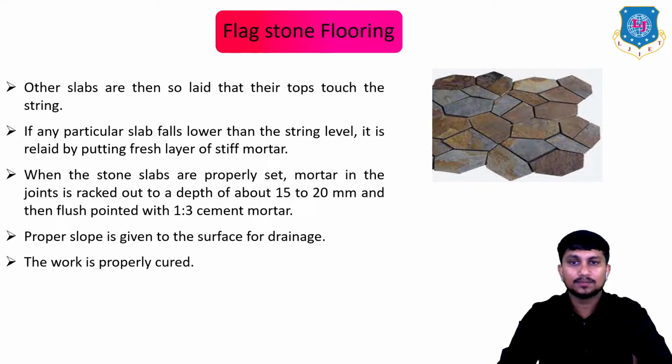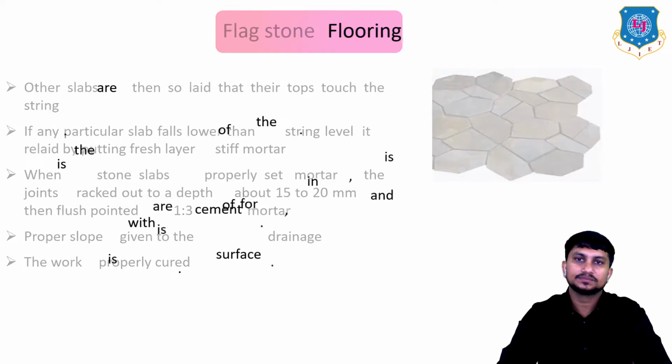When stone slabs are properly set, mortar in the joints is raked out to a depth of about 15 to 20 mm and then flush pointed with 1 and 3 proportion of cement mortar. Here 1 is cement and 3 is sand, or you can say fine aggregate. Proper slope is given to the surface for drainage point of view. This work is properly cured after the construction. This is how flagstone flooring is constructed.